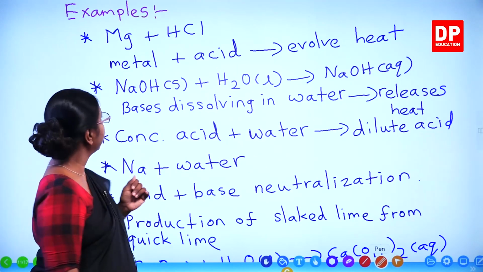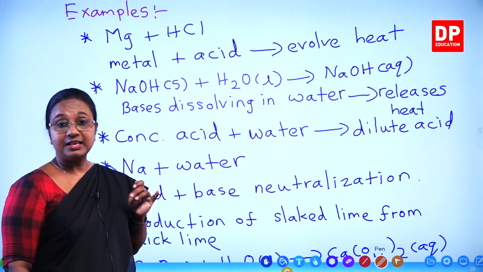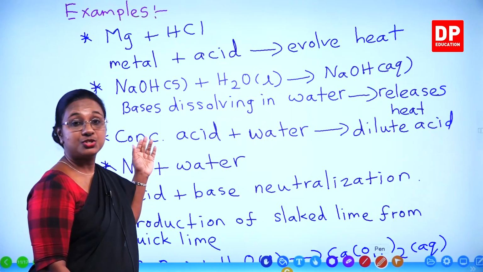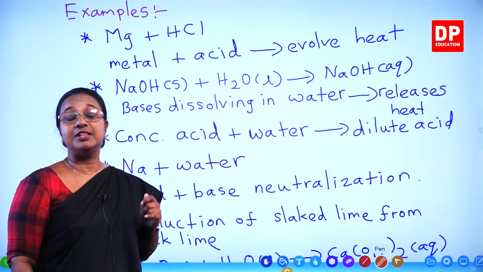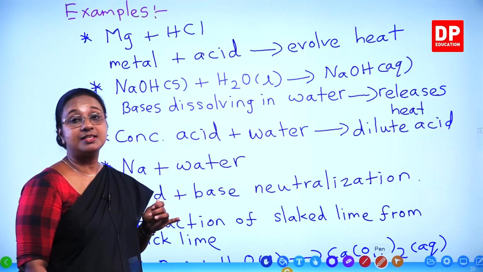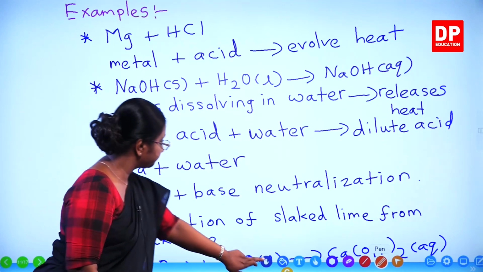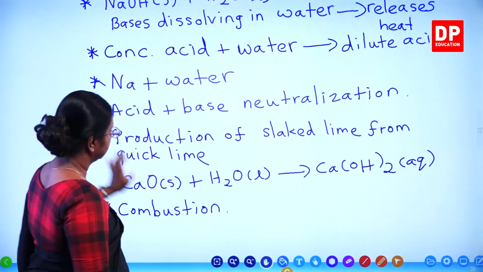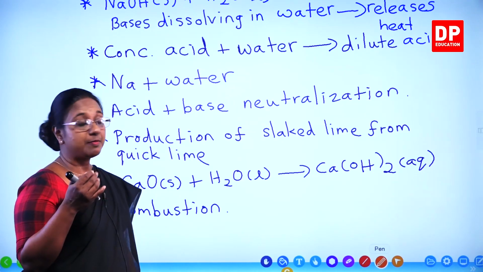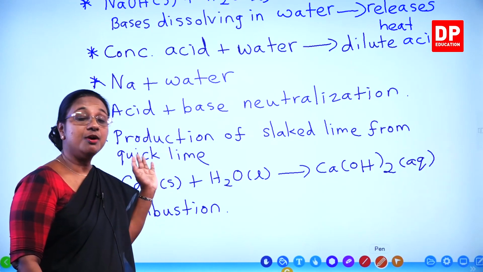Just to go through the examples again, magnesium reacting with hydrochloric acid. So commonly metals reacting with acid, they usually evolve heat. Then sodium hydroxide, that is a base, the solid base dissolving in water to give the alkaline solution. That is also an exothermic reaction. Then diluting concentrated acids to get the dilute acid. That is exothermic. Then we have the other reactions. Sodium metal reacting with water, giving rise to sodium hydroxide and evolving hydrogen gas. These are reactions that you have already discussed in your previous lessons.